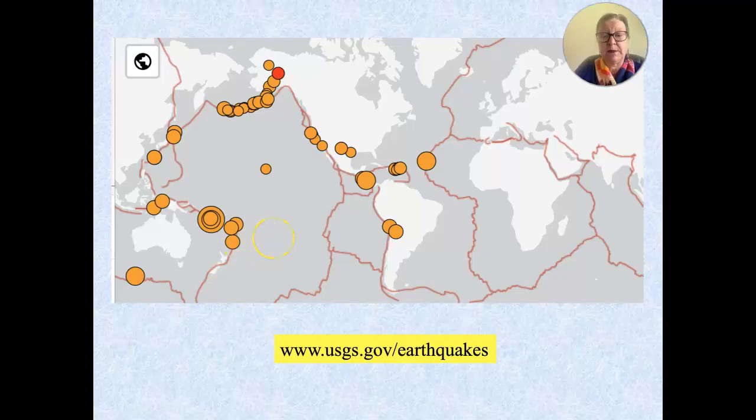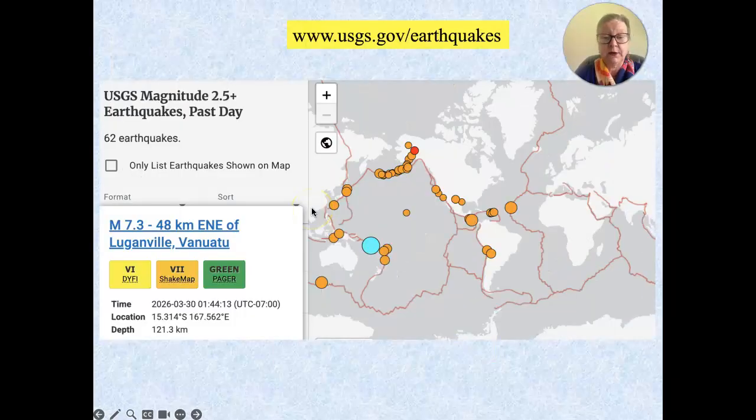And so in this website, which I really encourage you to check out, you can click on any of these and get more information. So for example, I clicked on this biggest one right down here, and it lights up in blue, and I get this information over here, and then you can click on it again and get even more information about it. So this one was a magnitude 7.3. It occurred on March 30th, 2026. This is the latitude and longitude. It was 121 kilometers in depth, and you can get a lot more information like that.